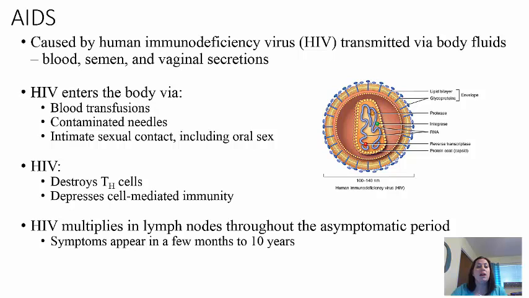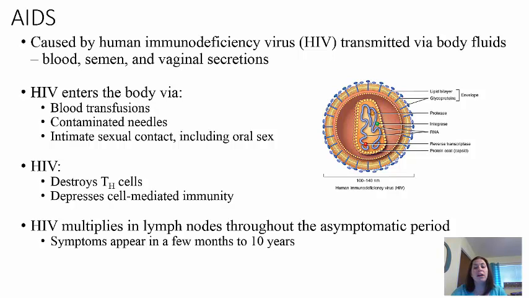Now, HIV is going to destroy your T helper cells. That's what the T with the little H means. It's going to destroy the T helper cells, which then is going to depress your cell-mediated immunity. However, the T helper cells also talk to your B cells, so it's going to depress your antibody immunity as well. HIV multiplies in your lymph nodes throughout what we call the asymptomatic period, meaning you have no symptoms at all that you even contain the virus.